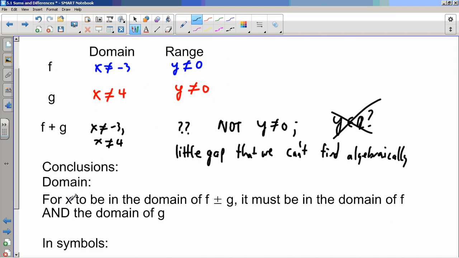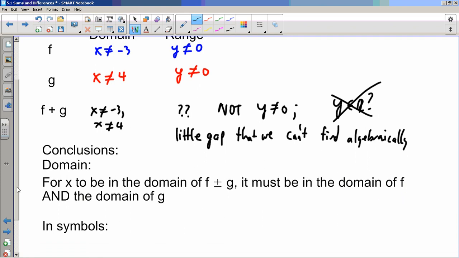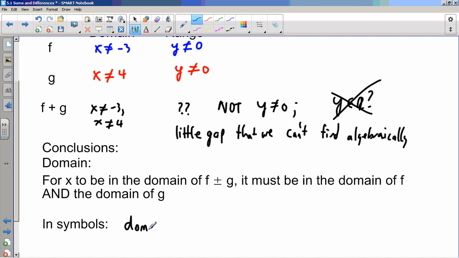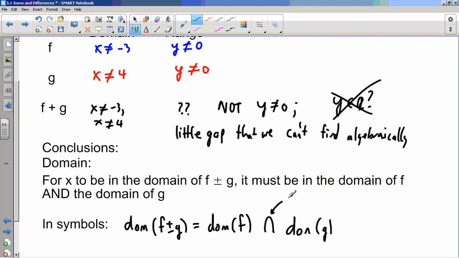Conclusions. Domain. For x to be in the domain of the sum function or difference function, it must be in the domain of f and the domain of g. In symbols, we would write that the domain, and I'm just going to write DOM, short form, of f plus or minus g is equal to the domain of f, and this symbol means intersection, or also can be read as an and. So this is an intersect symbol. We can also read it as the word and. Domain of f and the domain of g.